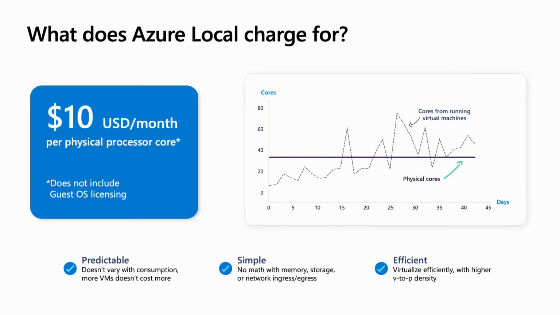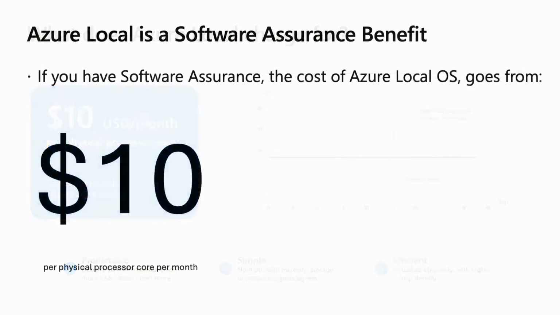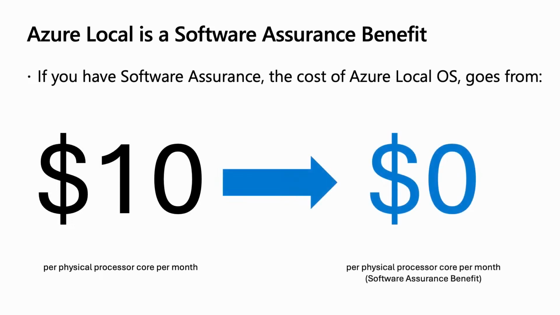So Dan, let me pass it to you to talk a little bit about some of the on-premises licensing questions. Thanks again, Jeff. As Jeff mentioned, we're starting to get a lot of questions about licensing of our on-premises offerings. Now, by default, Azure Local is $10 per month per physical processor core. However, if you're a software assurance customer, the cost of that Azure Local OS goes from $10 per month per physical core to $0 per physical core. That's right, it's included in your software assurance benefits.